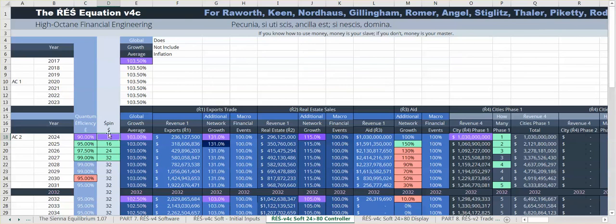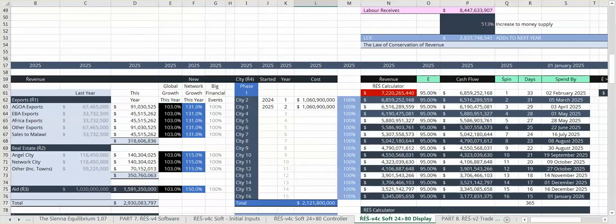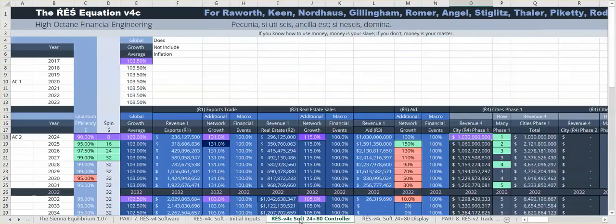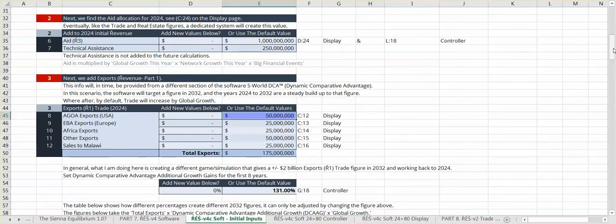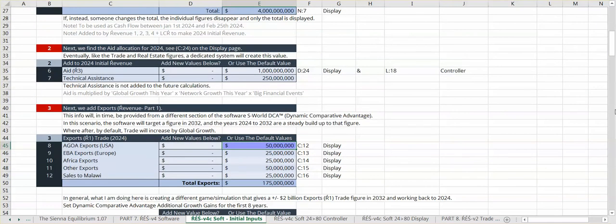Notice these purple cells. These are all essential attributes that we need to start. It's kind of like a standard model. You've got to put a few things in to get it to work. And that's done on this tab here. For instance, we can see here exports 50 million AGOA, and if we go to there we can see that would change that. Okay, so we would start with this starting section, which can be set to automatic, so it just uses the standard variables put in, but it allows one to put in an awful lot of information for all of the relevant fields.